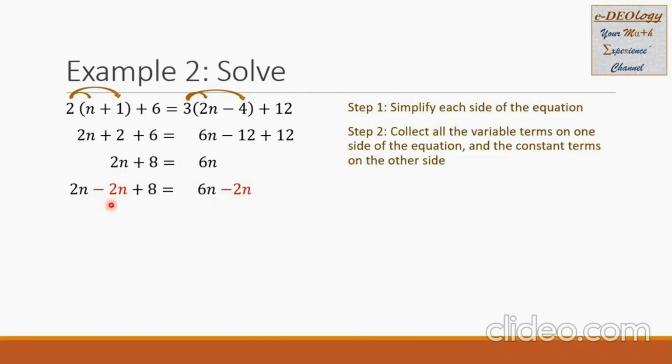So the 2n minus 2n becomes 0. Only 8 will come down here. On the right side, the 6n minus 2n equals 4n.